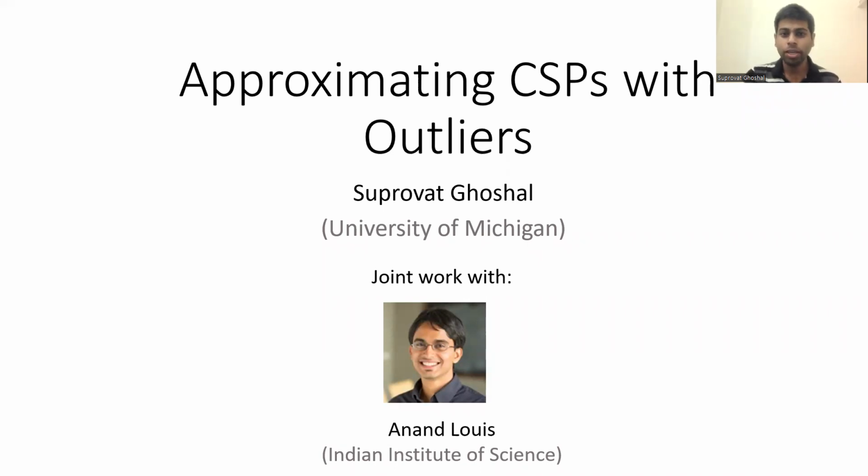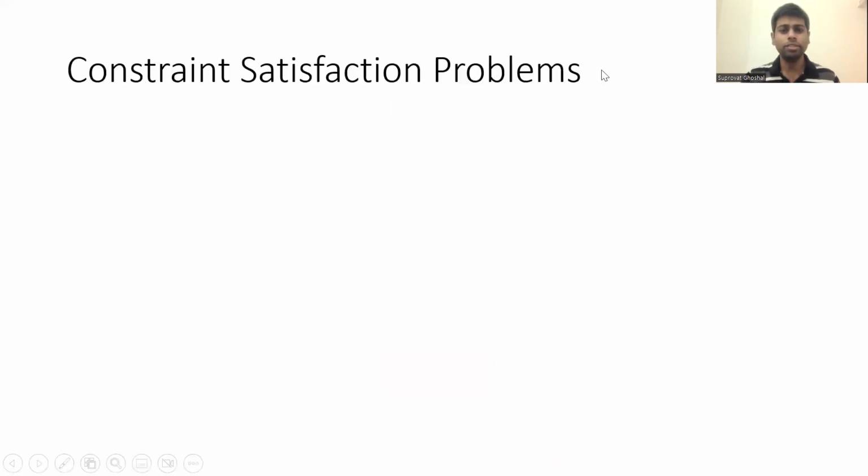In this talk, I'll be talking about approximating CSPs with outliers. This is joint work with Anand Lewis, who is at Indian Institute of Science. Now, this work primarily deals with constraint satisfaction problems. Most of us know what they are, but let me just define them to set up the convention.